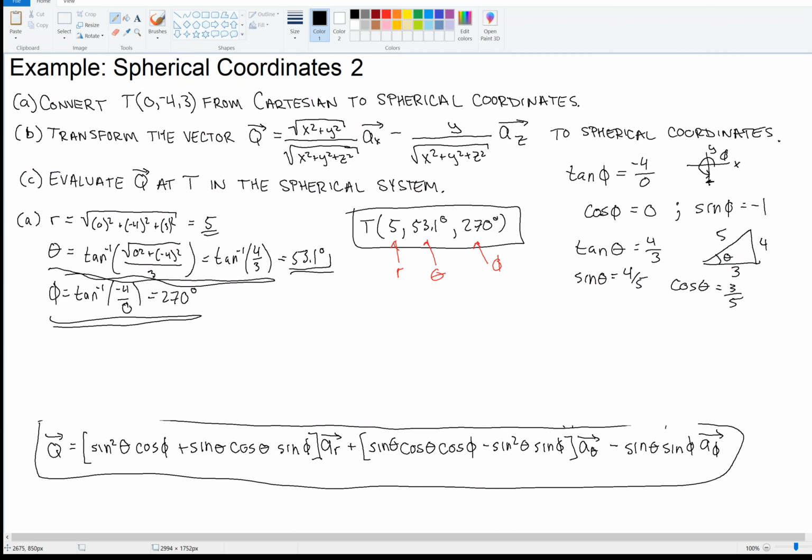Okay, so now you plug these guys all into this. You don't just plug the rounded 53.1 in for theta. You plug in cosine theta is exactly 3/5. So let me show you what I mean. So we're going to say Q is equal to, okay, sine squared theta. Well, sine of theta is 4/5. So sine squared of theta is 16 over 25. But then we multiply by cosine phi. Cosine phi is 0. Okay, so I shouldn't have even written that. Cosine phi is 0, so this component is 0 here.